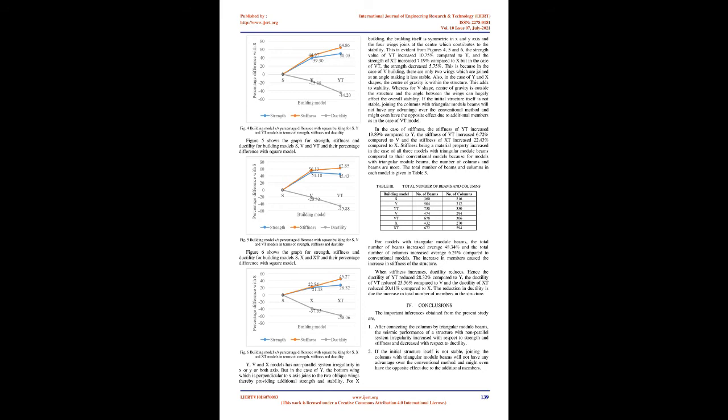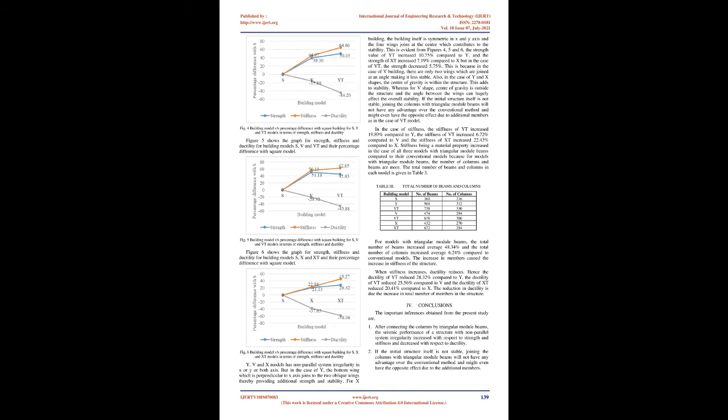The values of strength, stiffness, and ductility for the models are then compared with the corresponding values of square model so that the difference can be easily understood. Figure 4 shows the graph for strength, stiffness, and ductility for building models S, Y and YT and their percentage difference with square model. Y, V, and X models has non-parallel system irregularity in X or Y or both axes. But in the case of Y, the bottom wing which is perpendicular to X-axis joins to the 2 oblique wings, thereby providing additional strength and stability.